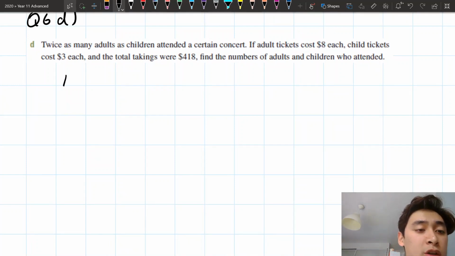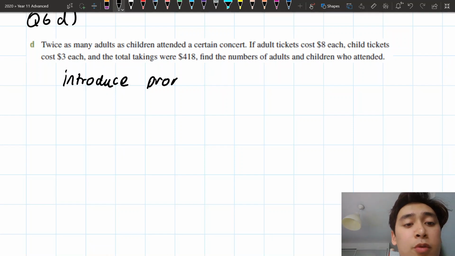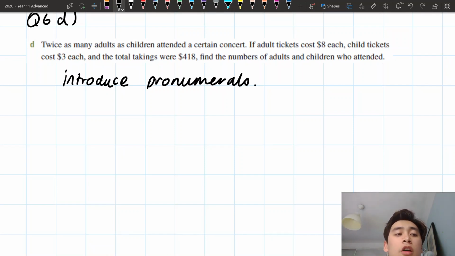You want to introduce your pronumerals. So for these questions, we have an unknown. We don't know how many, if you read through the question. So let's actually read through the question. That's a really good first step. Twice as many adults as children attended a certain concert. If adult tickets cost $8 each, child tickets cost $3 each, and the total takings were $418, find the number of adults and children who attended.